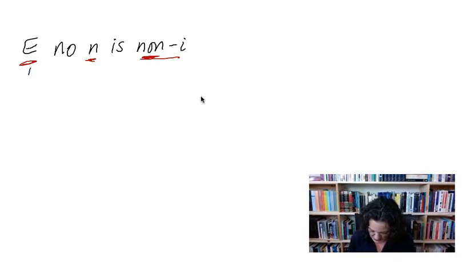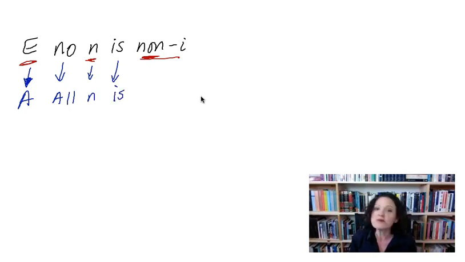All right, so what is the rule for obversion for E? E obverts to A, right? And so my no is going to change to all. N will stay, is will stay, and I negate the P term. But notice, this is already negated, so it's going to be I, and two negatives cancel each other out. All right, notice that move I made. Two negatives cancel each other out, so you have an I now.